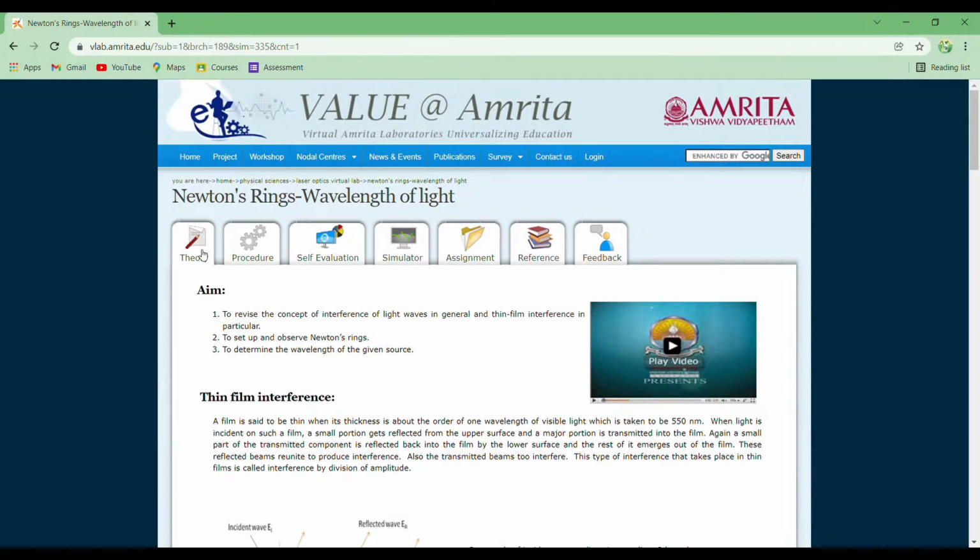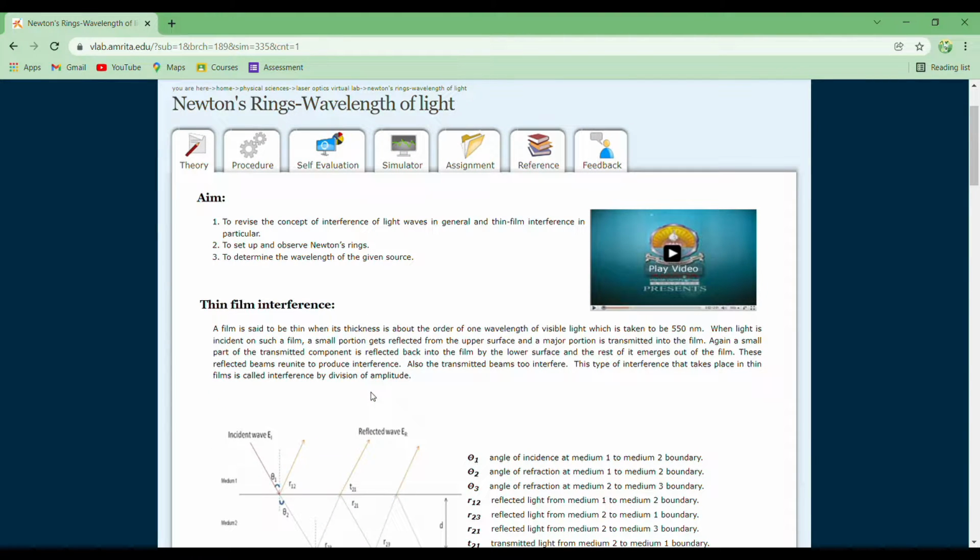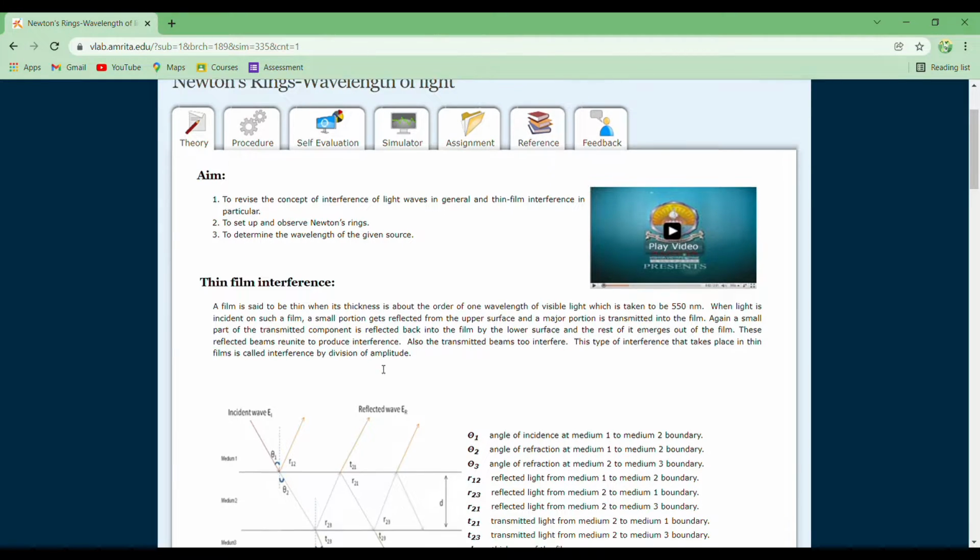Hello friends, let's start our today's practical, which is related to Newton's ring. In this practical, we will find the wavelength of the source light. We have a sodium lamp as the source, so we will find the wavelength of the sodium light. Let's start our practical.